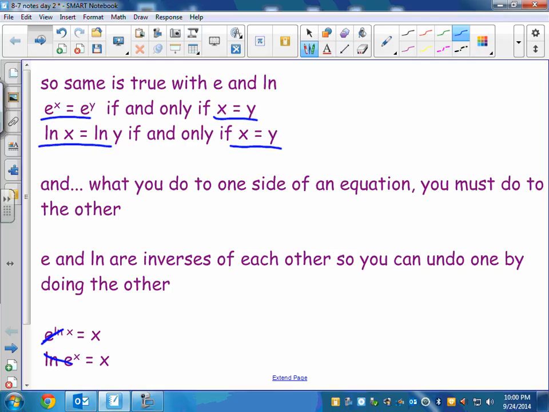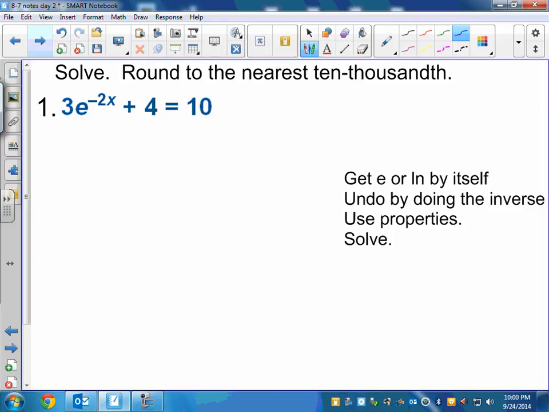Okay, so I just have a bunch of different examples for you. Here's my little word of advice as we're solving these. It says solve, round to the nearest 10,000th, which is 4 decimal places. Usually you want to try to get e or ln by itself on one side. Then you want to try to undo it using the inverse if possible. Use the properties maybe. Solve. Check your answers, because remember you can't take the ln of a negative number.